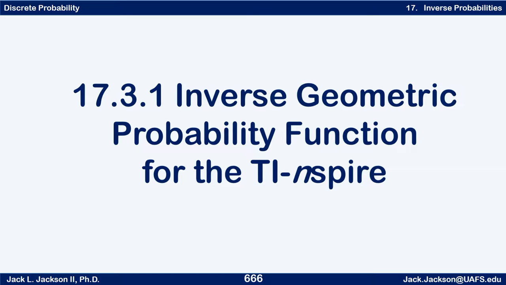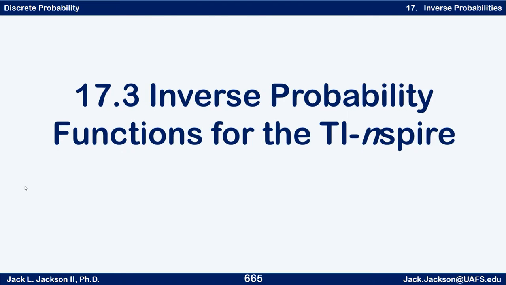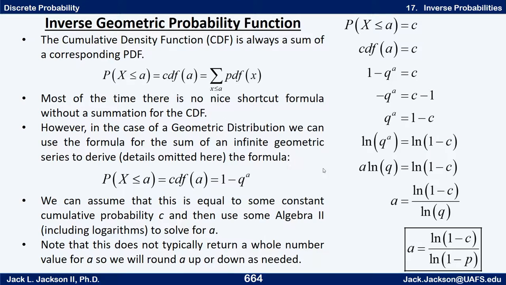In this video, I'm going to show you how to program in an inverse probability function for a geometric distribution into the TI-nspire. Now, in the previous video, we derived a basic formula for the probability for the A. So we have this probability if x is less than or equal to A equals C. If we know C and want to find A, we have this formula. A is the natural log of 1 minus C divided by the natural log of 1 minus P.